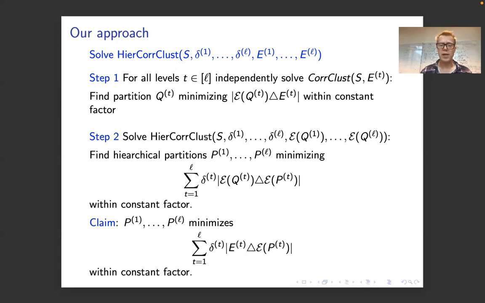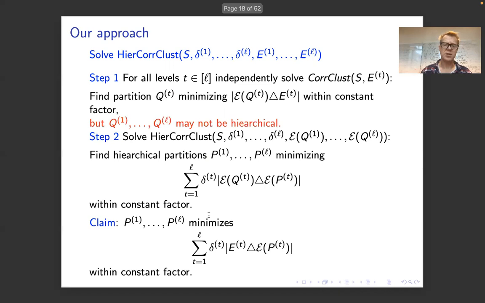Next, we solve the hierarchical correlation clustering problem on this special case where the edge set on each level is the edge set of a partition. And whatever is returned, that's what we are going to return as the output for the whole problem. And we claim that we have only lost a constant factor.